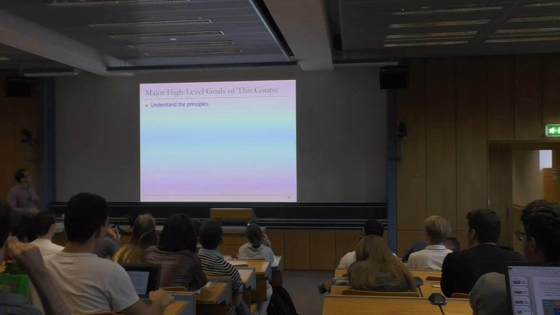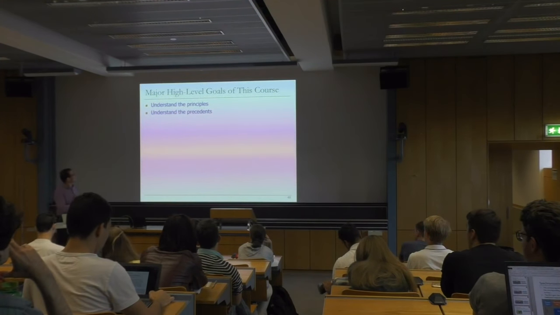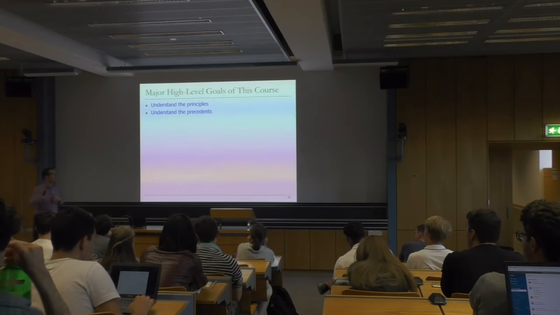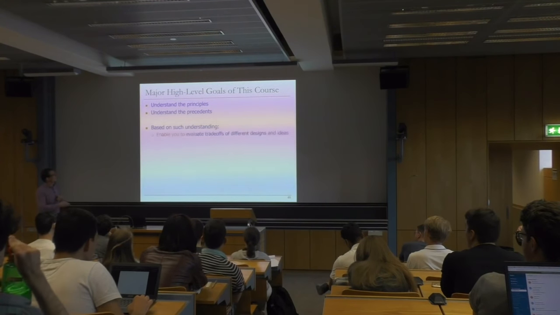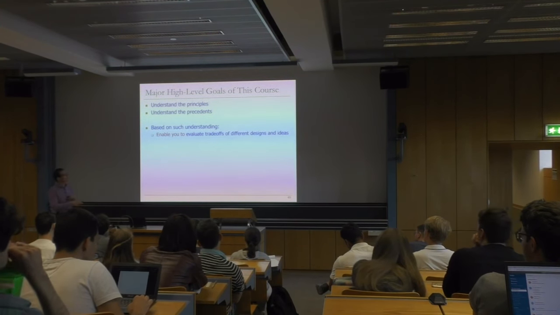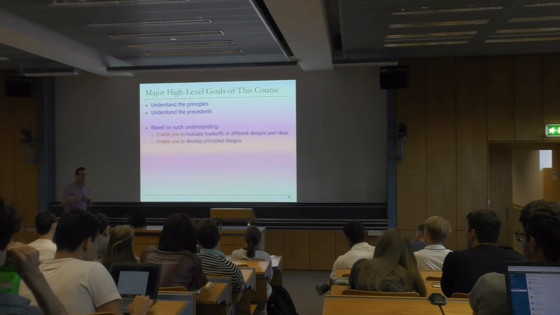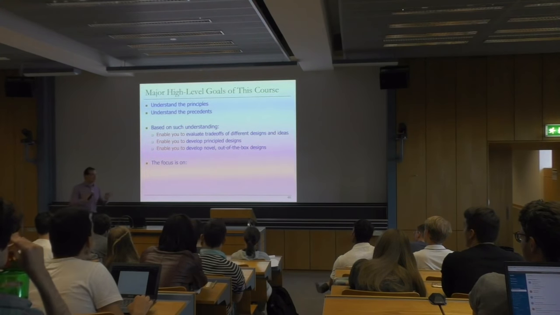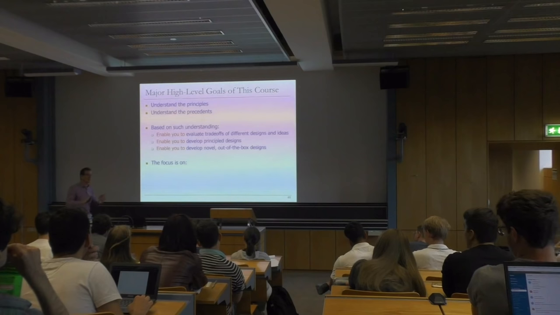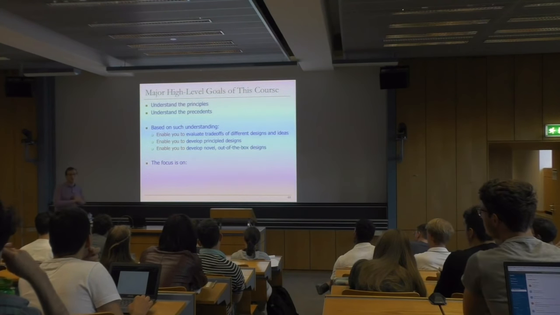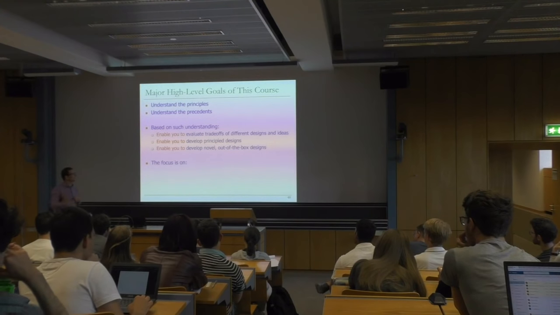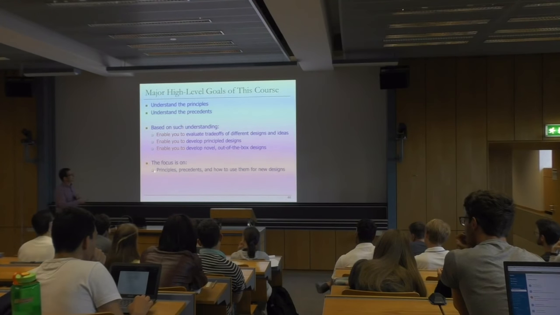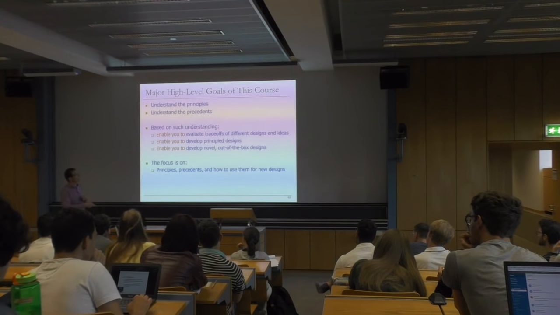Okay, so basically, I think the major high-level goals of this course is to understand the principles and understand the precedents also, because you really need to understand both to really innovate and think out of the box. And based on such understanding, hopefully you can evaluate trade-offs of different designs and ideas, develop principle designs, and develop novel out-of-the-box designs. And hopefully, whatever you do afterwards, you don't have to be a computer architect. I think these principles really span the fields. If you do any sort of design, you will need to deal with the sort of trade-offs in the end. And we just talked about this. Focus is really on principles, precedents, and how to use them for new designs.